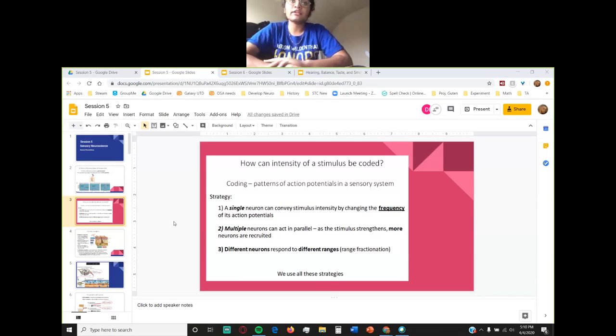And also, the brain has different types of neurons that respond to different ranges. For example, with touch, you have different touch receptors that respond to different kinds of intensities, or different pressures. Some respond to deep pressure and some respond to really light pressure. So depending on which receptor is activated, that's another way the brain can tell what kind of stimulus is being given.